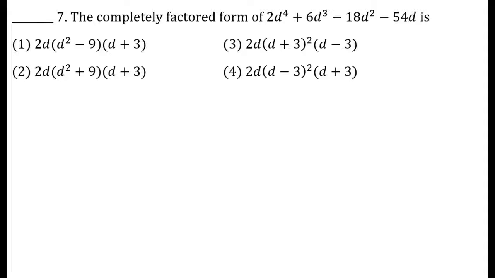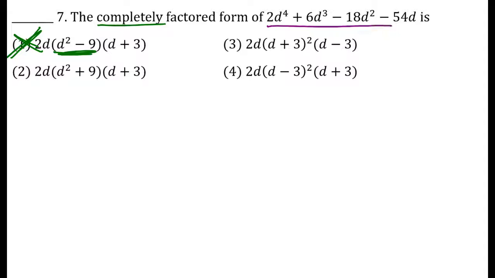Number 7. The completely factored form of this polynomial is, just looking at my choices, and it drove me crazy that some of you picked choice 1. Choice 1 has d squared minus 9 in it. That is the difference of perfect squares, so it's not factored completely. It cannot be choice 1. I cross that out immediately.